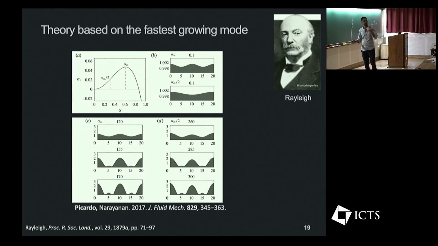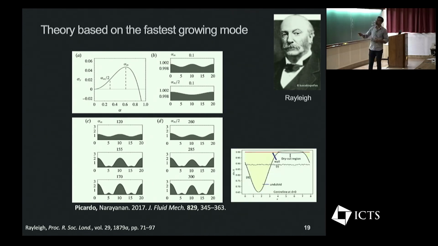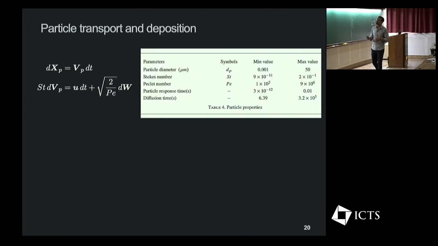In most cases, you tend to get dominated by the fastest mode. So we use that idea to base our analysis on just one periodic mode with the fastest growing wavelength. And then we can, of course, calculate this dry out region and its dependence on mucus. So that's what I showed you as the line in the previous one. Okay, let's move on to particles.